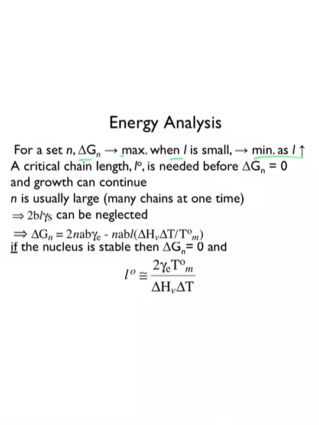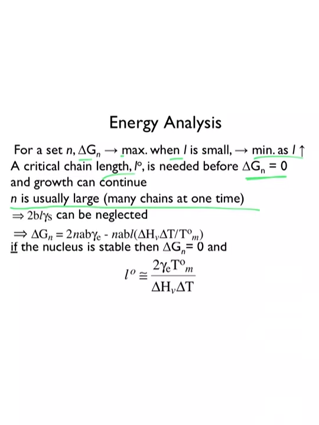But as L increases, the maximum L is small, meaning that it's easy to nucleate growth with less energy for it, and a minimum as L increases. A critical chain length, L naught, is needed for the free energy change to be equal to 0 or negative. And it shouldn't be surprising that N is usually large, where we're adding many chains at one time. So you have a 2 micron size crystal, but remember we're talking about 1.54 angstrom unit lengths being added, so there are lots of chains going into that crystal.